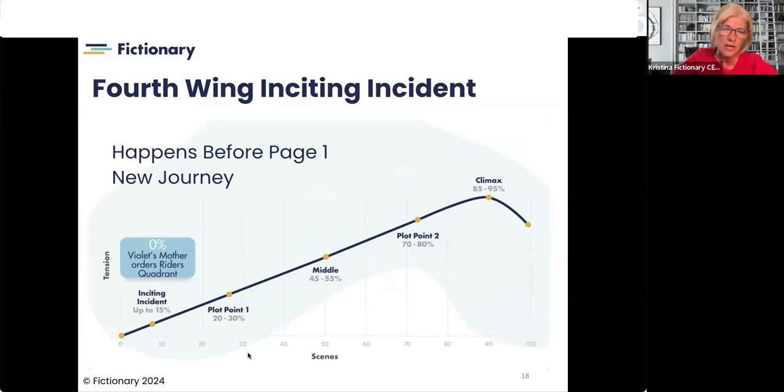So here we've got the inciting incident. And I put 0% here, but it happens before the book starts. This is when Violet's mother orders her to go to the Riders Quadrant. She's been a scribe her whole life. She's now, I think, 20. And she's got 6 months before the book starts to prepare herself as a dragon rider warrior, as opposed to library woman. So, big difference in her life. This is her shakeup before the book starts.